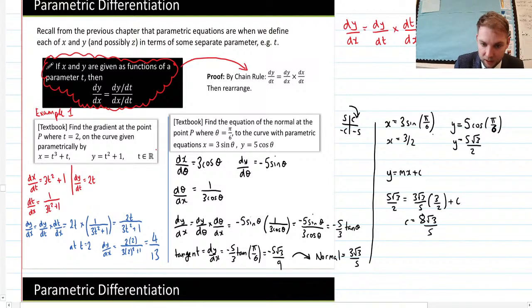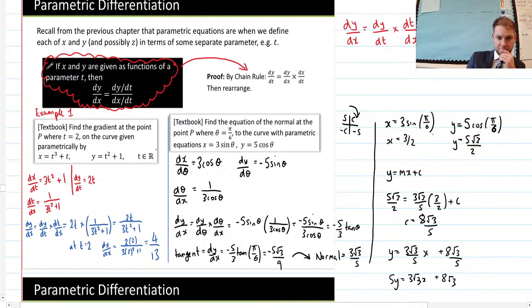So if we write all this out, it's going to be y is equal to 3 root 3 over 5 x plus 8 root 3 over 5. I'd probably multiply by the 5 just to make sure it's nice. So 5y is equal to 3 root 3 x plus 8 root 3, like so.